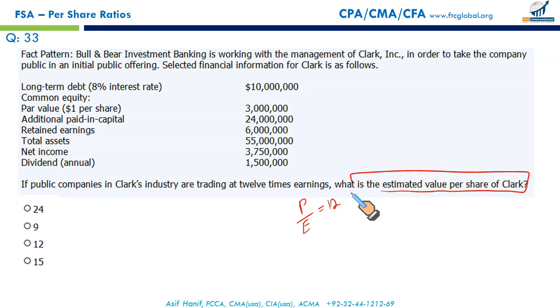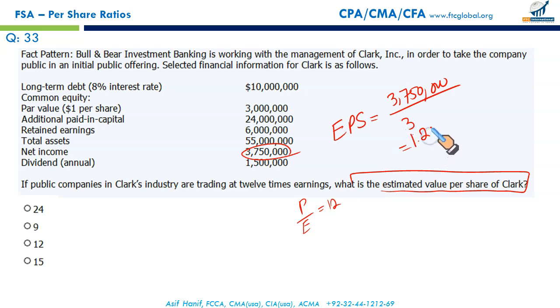Okay, now what you should do, calculate the earning per share first. You can take your net income, because there is no preferred stock here. Take your net income as 3.75 million and divide it by the number of shares outstanding. How many shares do we have? 3 million shares. So that will give you the earning per share. So it's going to be 1.250 or 1.25.